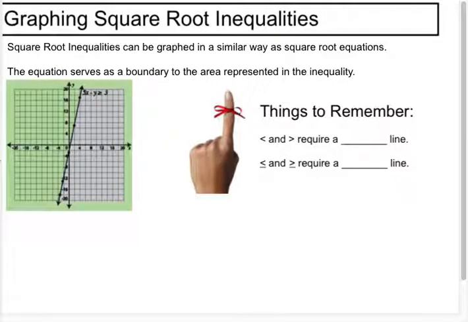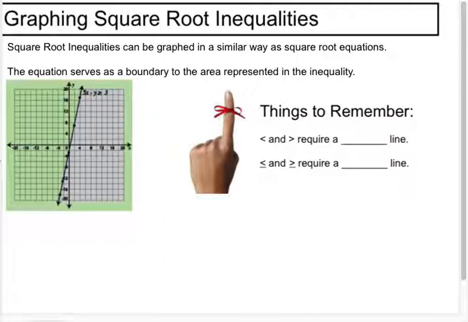Okay. All right, graphing square root inequalities. So we've done inequalities before. Okay, now we're going to do them with square roots. So a square root inequality can be graphed in a similar way as square root equations. The equation serves as a boundary to the area represented in the inequality.